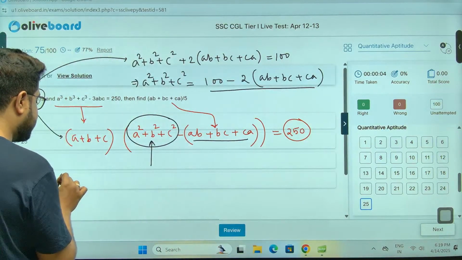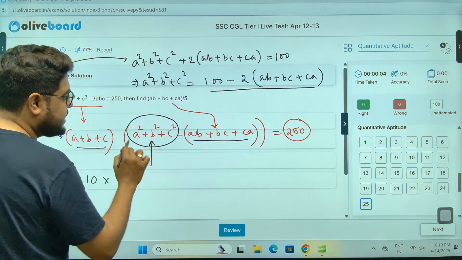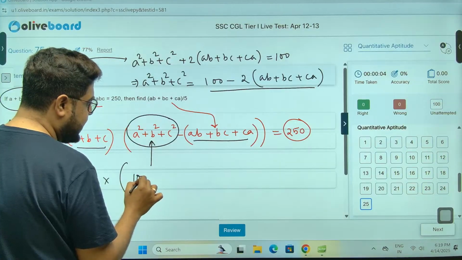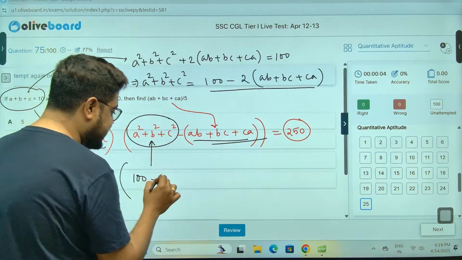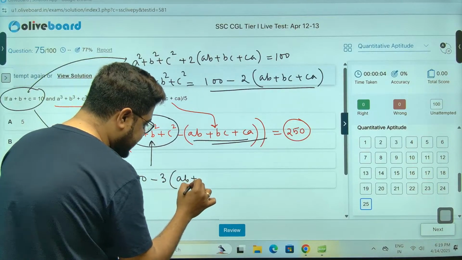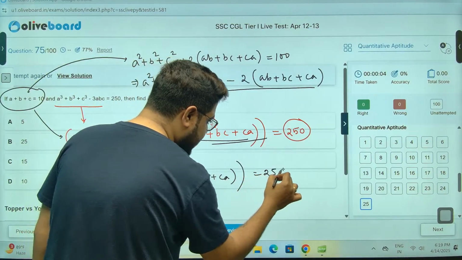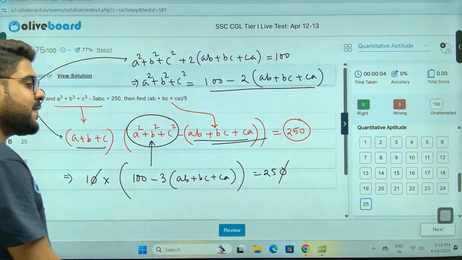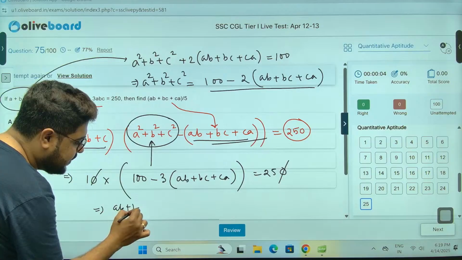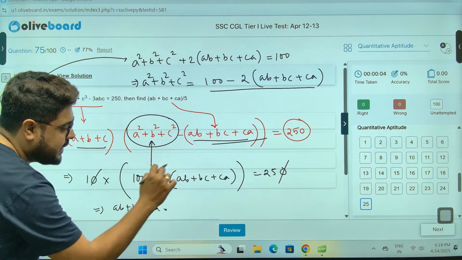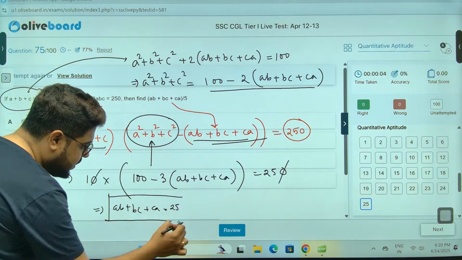So again, sir, let's put it all down. This was equal to 10 into this thing, sir, 100. So now, minus twice of this, minus 1 of this. Meaning, say, 3 times of AB plus BC plus CA, can I write? That is 250, sir. 0, 0 gone, sir. So that means AB plus BC plus CA, if you calculate 100 minus 25, 75 by 3, sir, 25. हो गया सर.